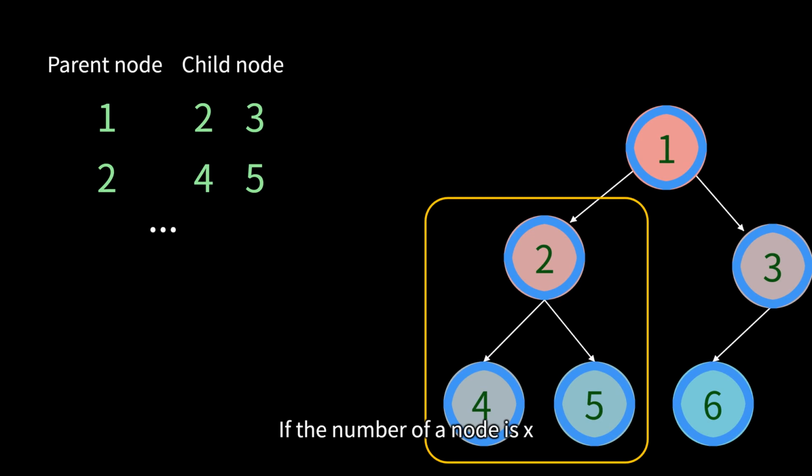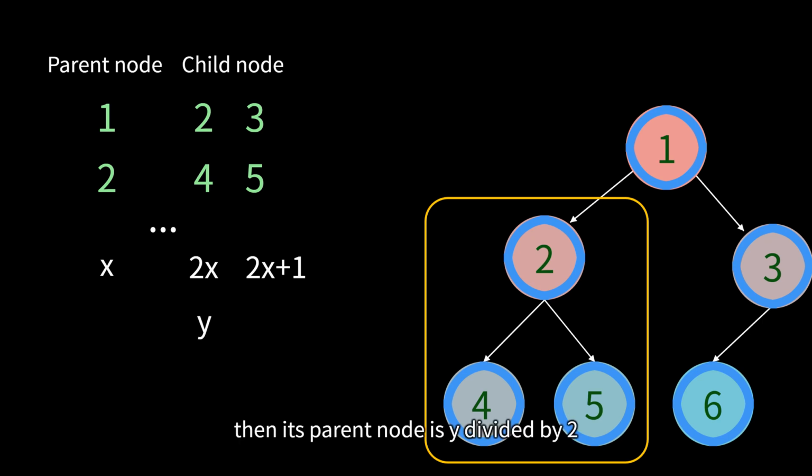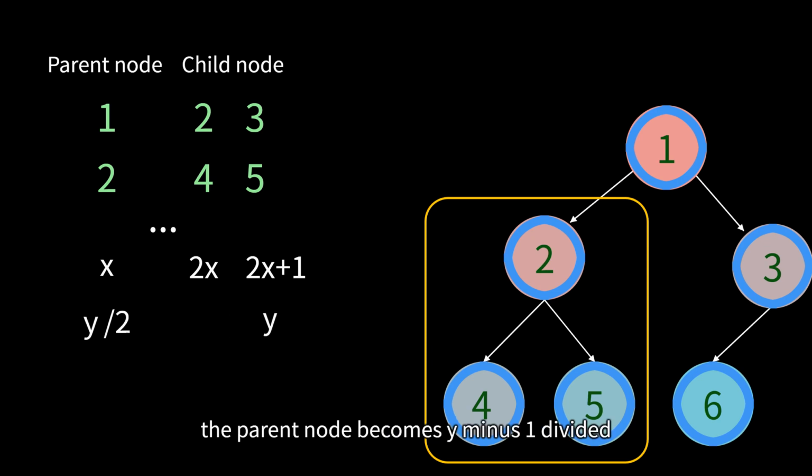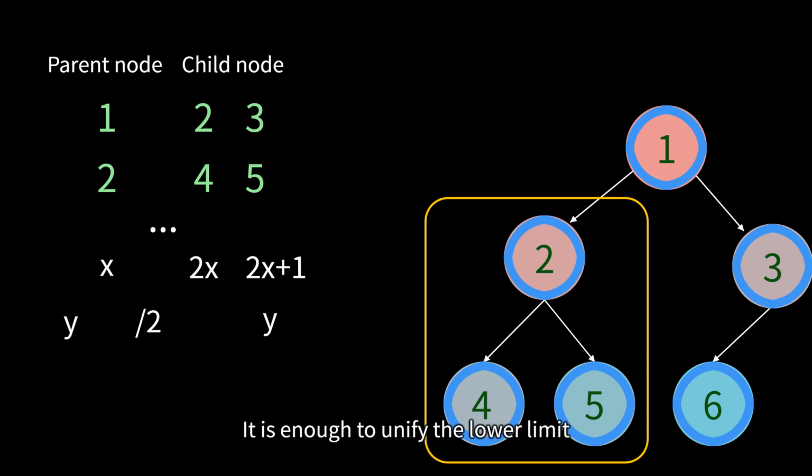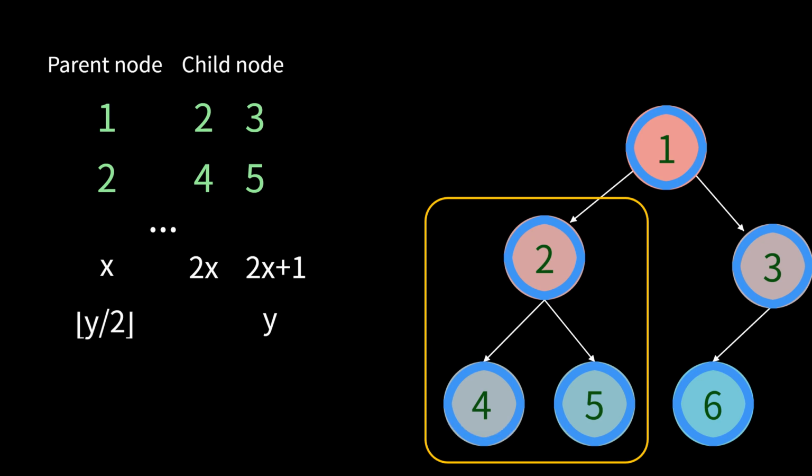If the number of a node is x, then its left child node is 2x, and its right child node is 2x plus 1. Conversely, if a node is y, then its parent node is y divided by 2. If y is the right child node, the parent node is (y minus 1) divided by 2. Rounding down unifies both cases. This is a conversion tip we need later.